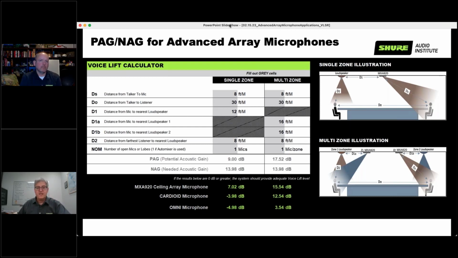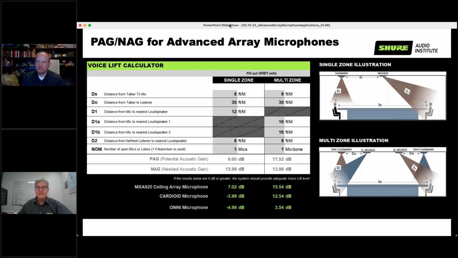And just to clarify, you misspoke. You said 17 is the needed acoustic gain. Sorry, for that multi-zone, it's 14. So right, we'd like 14. We can generate 15 and a half, so we're good. We've got more capacity than we need.